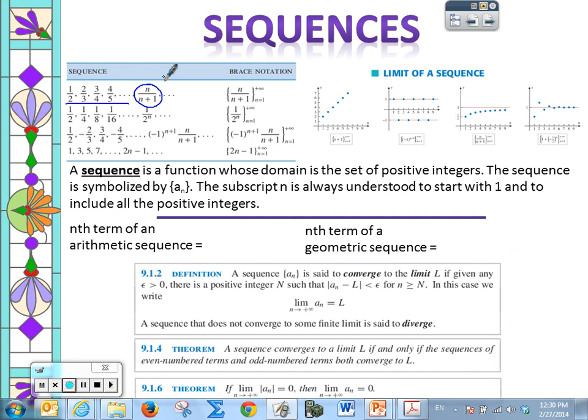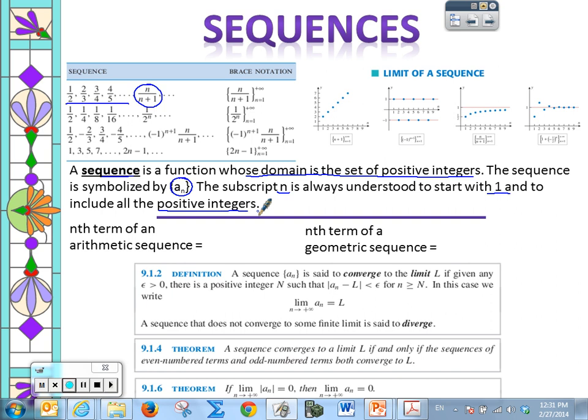These things aren't added together, they're just a list of terms. N stands for the term number. On this formal definition down here, we have a sequence that is a function whose domain is the set of positive integers. The sequence is symbolized by this nth term. The subscript n is always understood to start with a 1, and it only includes positive integers. Okay, so that's kind of a review from last year, what a sequence is.